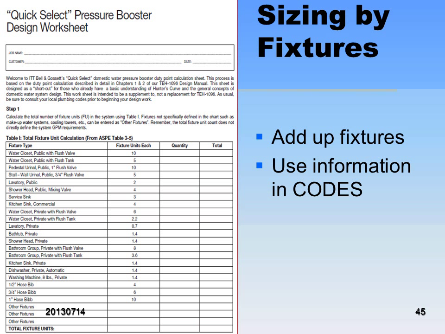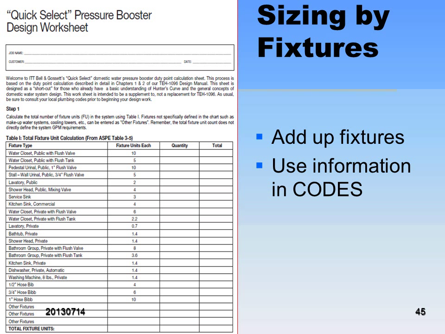So let's take a look at this one, which happens to come from a manufacturer. This is a quick select pressure booster design worksheet from ITT Bell & Gossett, and it's a convenient one that I just picked. I like to make my own spreadsheets, and I'll show you some examples of that.